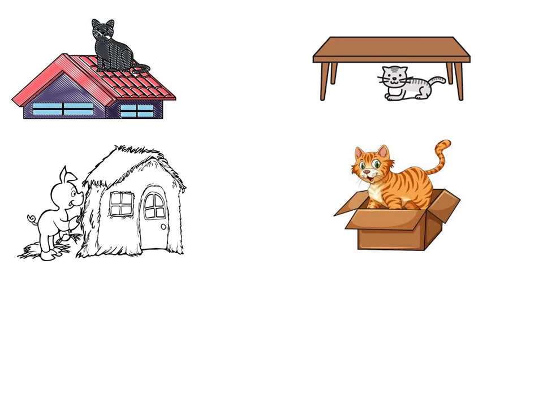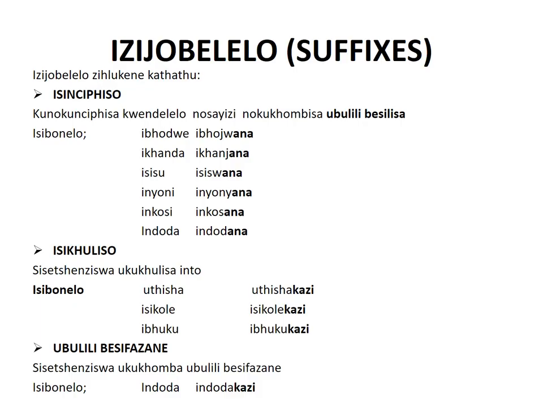The picture on your right hand side, the top one, ikati lingaphansi kwetafula. The bottom picture, ikati liphakathi ebhokisini. You must keep on repeating this, grade 5, up until you master it. Bese ke siyaqhubeka ke sifunda ngezijobelelo, which are suffixes.